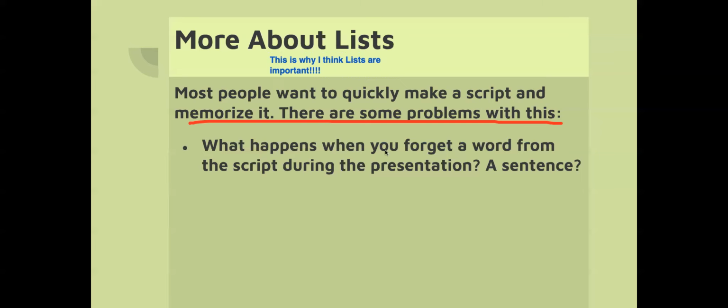So one big problem is what happens when you forget a word or you forget a sentence? What happens, right? You're saying, hello, my name is Jamie. This is my smart... phone. Smartphone. I got it. I got it. Right? No. When you forget something in your script, you stop because you are stuck. Right? So that's a big problem, forgetting something.